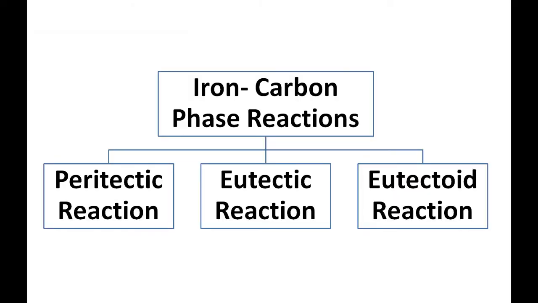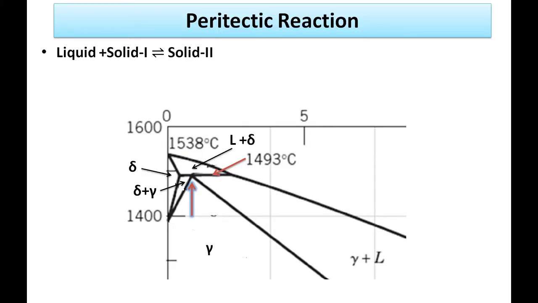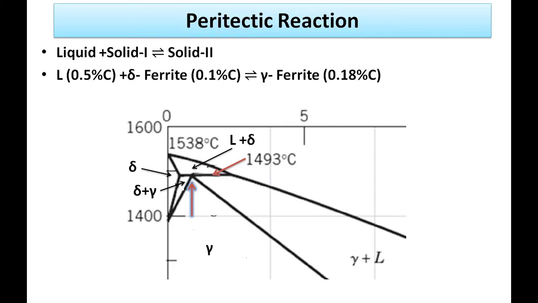Now come to the iron-carbon phase reactions. There are mainly 4 types of reaction, but I will discuss only 3 types with you because these are the most important and the other one is not so important. Now the first one is the peritectic reaction. What is the peritectic reaction? Here is a part of the iron-carbon phase diagram. You can see this is the liquid zone, this is the liquid plus delta zone, and this is the delta zone. And I am considering this point.